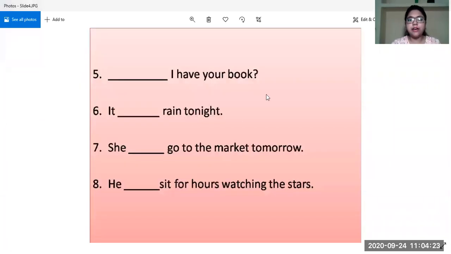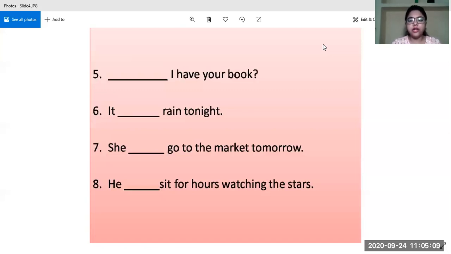Next, dash I have your book. Let me see who will give the answer now. Preeti. Yes, Preeti. Can. Come again. Ma'am, can I have your book? Yes. Can I have your book? It is a straightforward way of seeking permission. But if you will say, could I have your book? Then that will be a polite way of asking. Well, can is also correct.